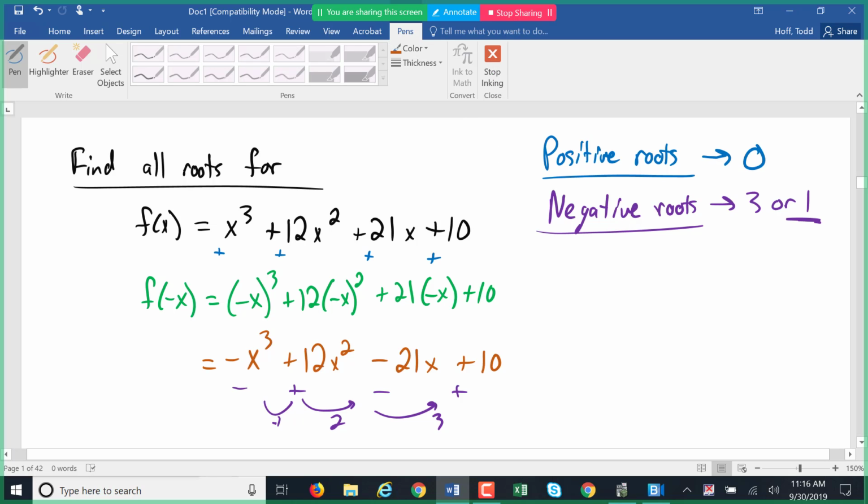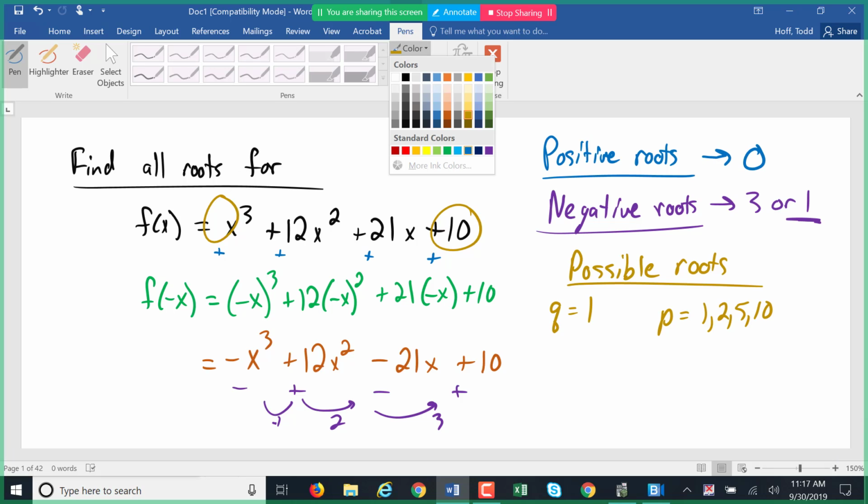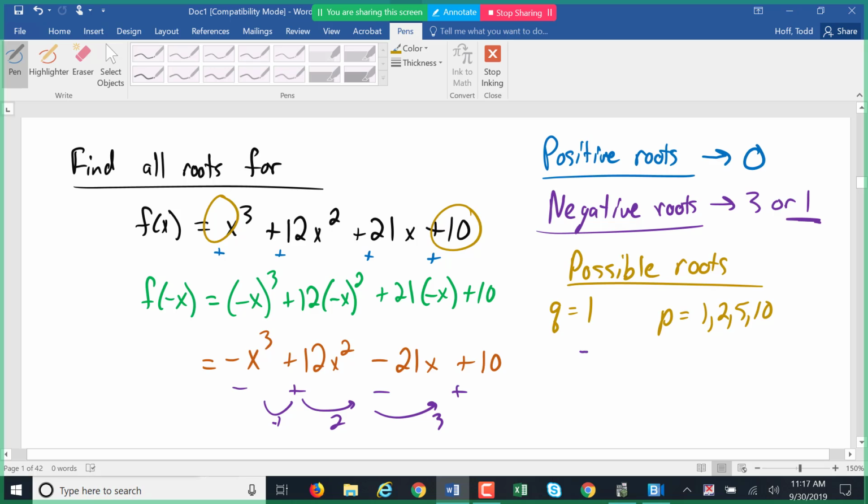Possible roots. Well, this is a 1, so Q is just a 1, is the only possible value. That's a 10, so P can be 1, 2, 5, or 10. So possible roots are, there's no positive, so we're not going to worry about the positive. Negative 1, negative 2, negative 5, or negative 10.